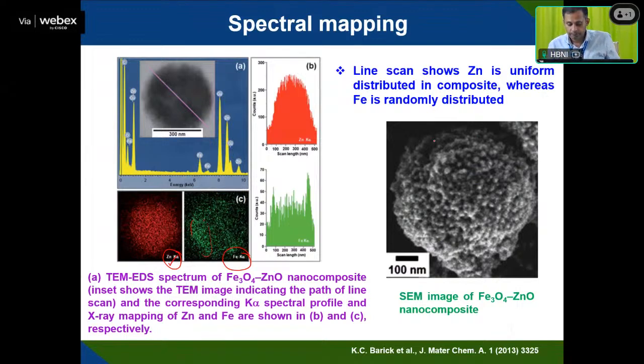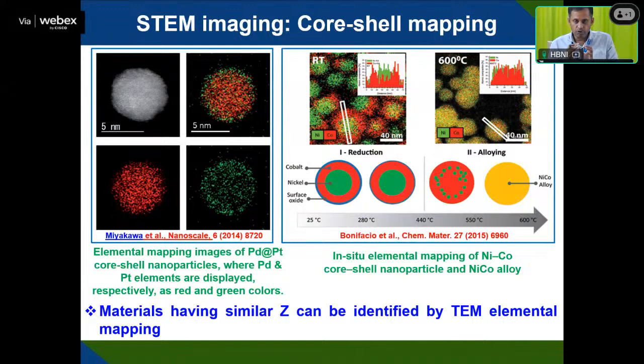So that means this is a porous network structure in which small nanoparticles aggregate to form this zinc oxide, Fe3O4 zinc oxide composite. How Fe3O4 is distributed in this porous network, that information you are able to find out. But as I told, if you have a different Z, then because of Z contrast or thickness difference, you are able to see the core shell structure.